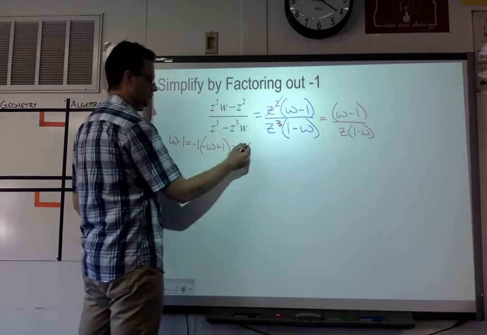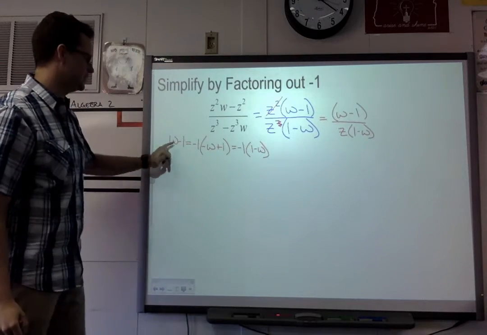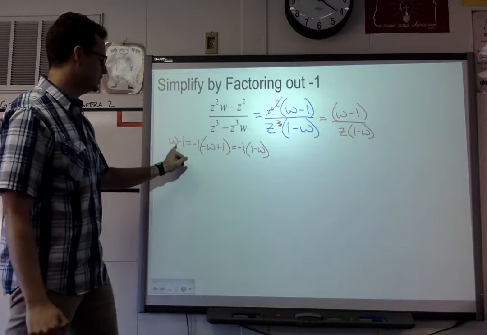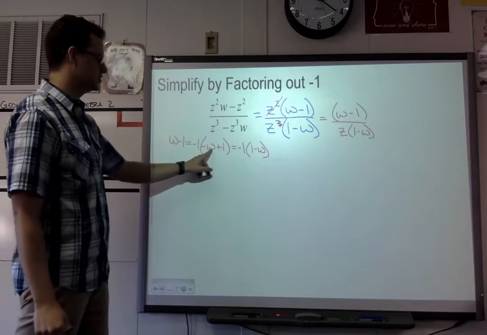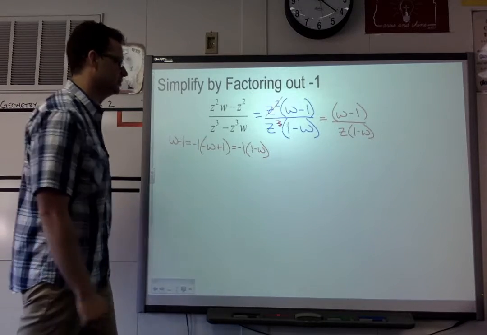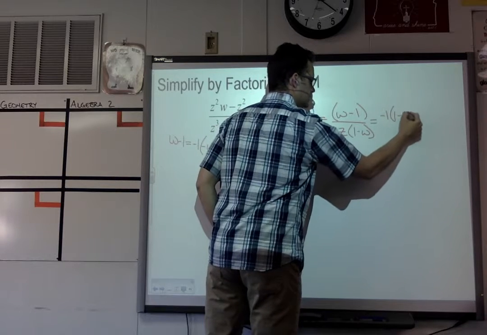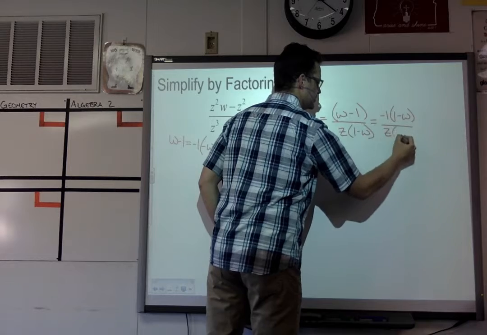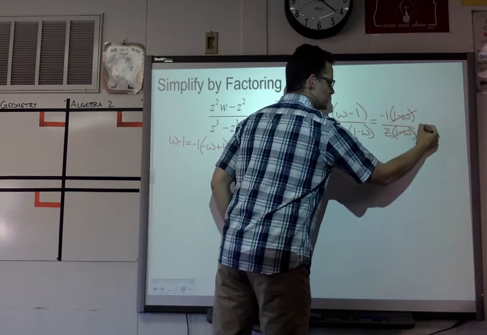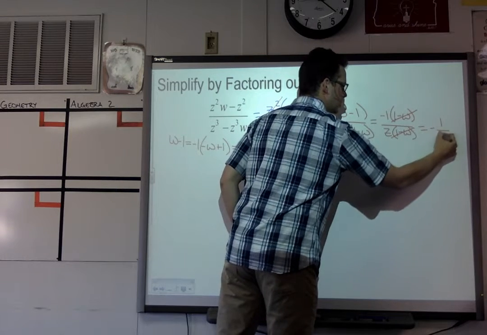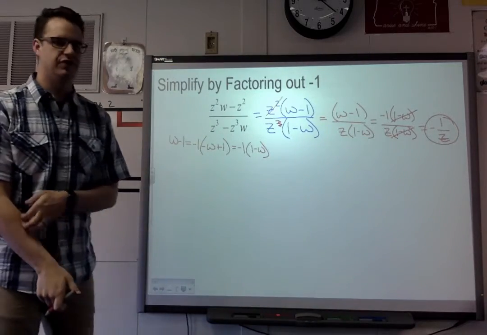If I switch the order of these, it's a positive 1 minus w. So you see there, the step to get from w minus 1 to 1 minus w is just factoring a negative 1 out. Again, that just switches the signs of each term. So now I can say negative 1 times 1 minus w over z times 1 minus w. My 1 minus w's cancel, and I'm left with negative 1 over z. And that is my simplified form.